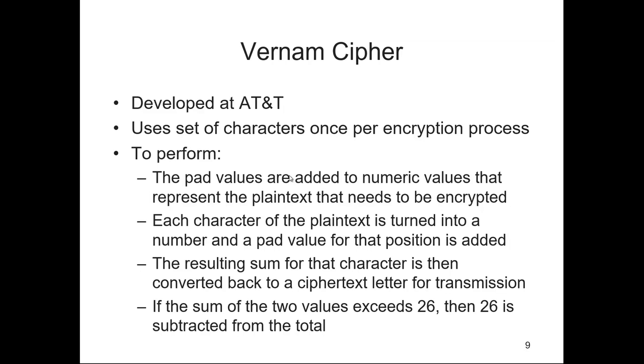Also known as the one-time pad, the Vernam Cipher was developed at AT&T and uses a one-use set of characters, the value of which is added to the block of text. The resulting sum is then converted to text. When the two are added, if the values exceed 26, 26 is subtracted from the total, modulo. The corresponding results are then converted back to text.